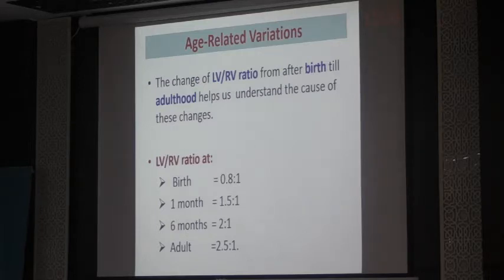At birth بنلاقي إن the left ventricle is 0.8 when the right ventricle 1 أكبر منه. إنما at 1 month the ratio is 1.5 to 1. At 6 months it's 2 to 1, and the adult is 2.5 to 1. And this change in the ratio of the left ventricle to the right ventricle is responsible for the ECG changes.